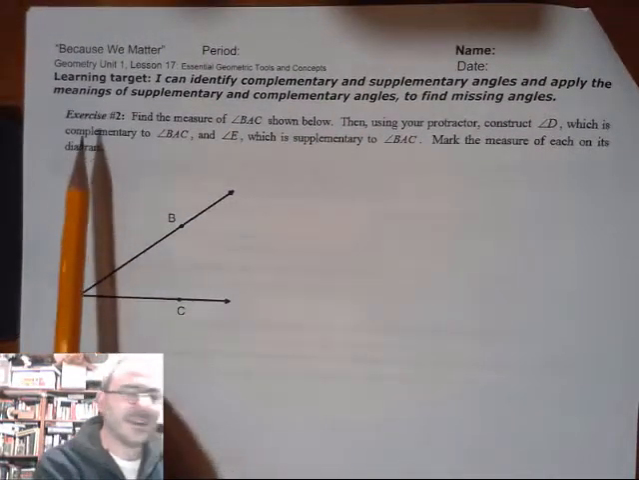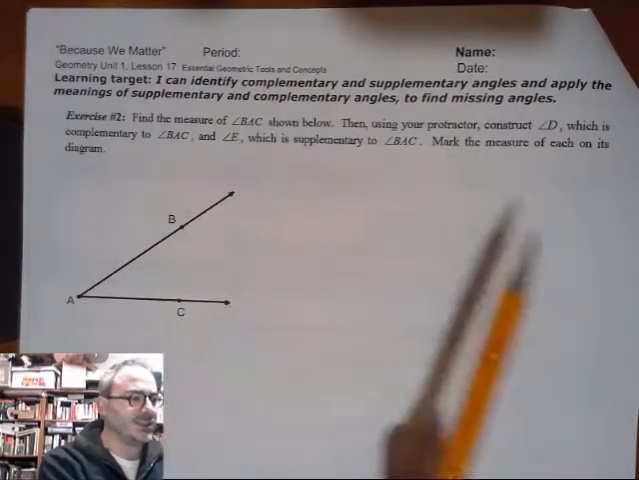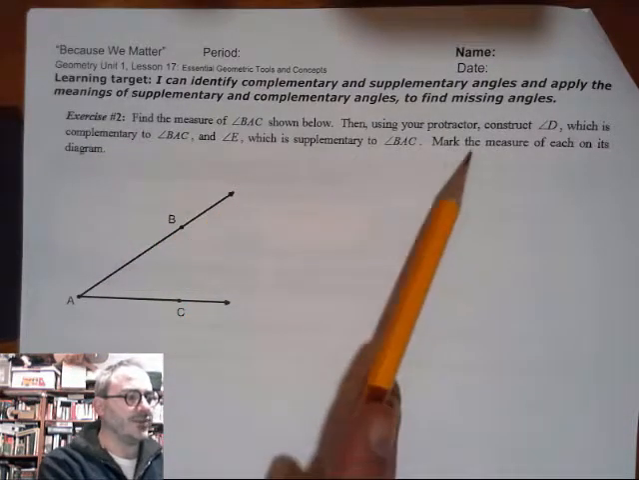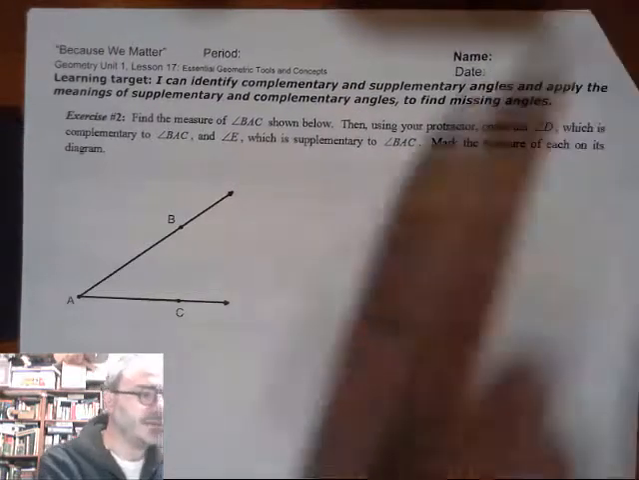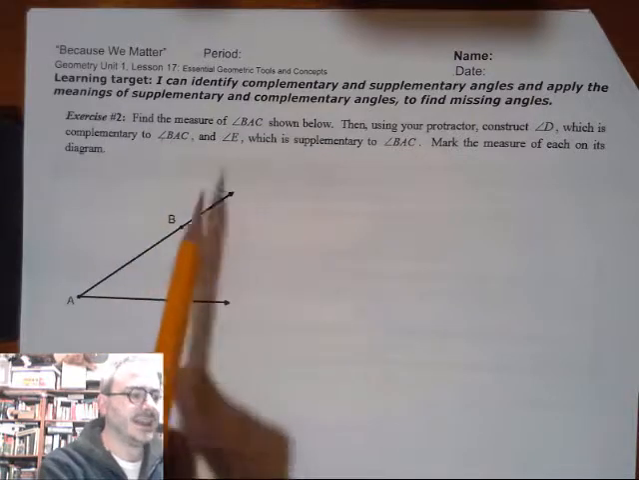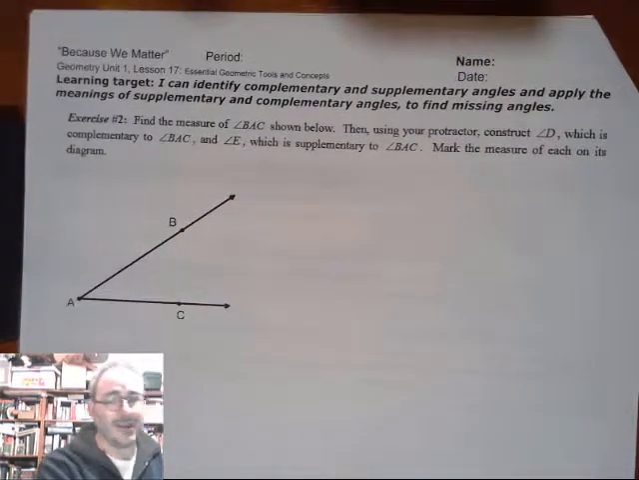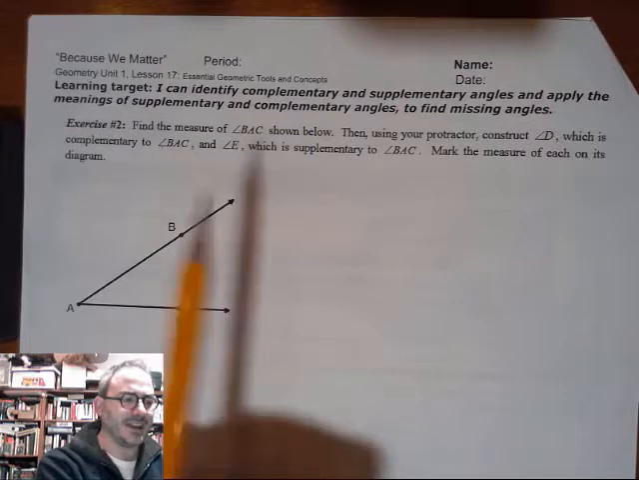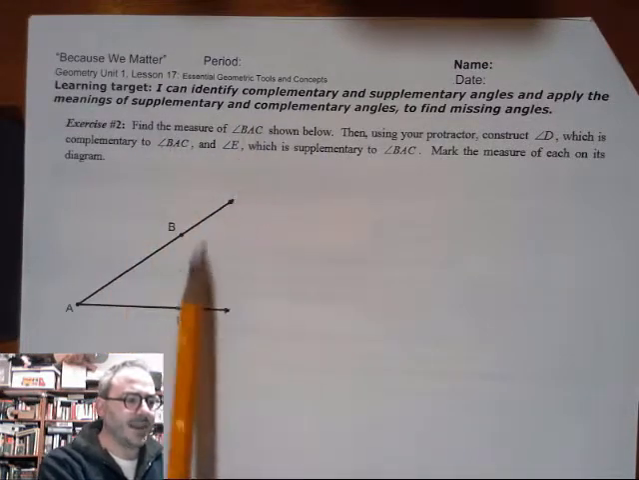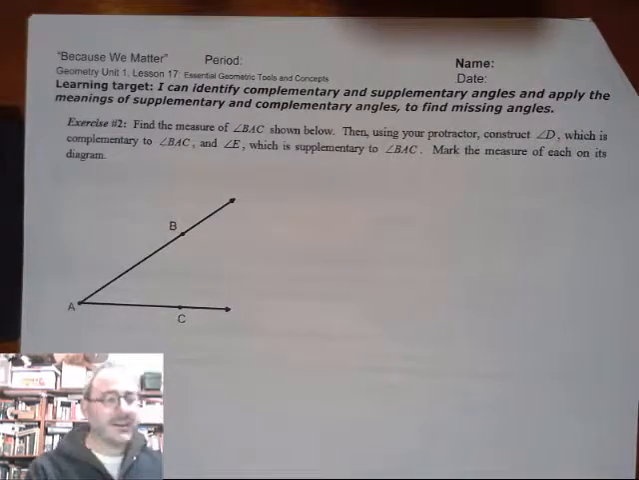All right. Exercise 2. Find the measure of angle BAC shown below. Then, using your protractor, construct angle D, which is complementary to angle BAC, and angle E, which is supplementary to BAC. Okay, we've got to really slow this down. As I read that out loud, I'm not quite grokking it. Find the measure of BAC. Okay, there's BAC shown below. That's easy. Step 1. Find the measure of BAC.